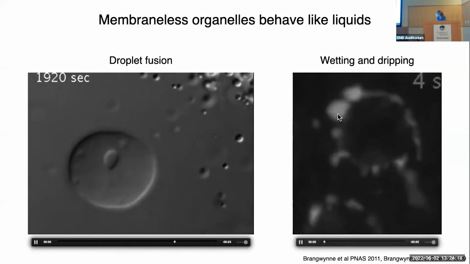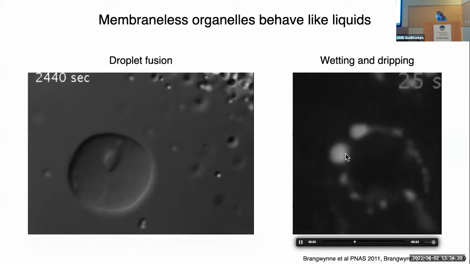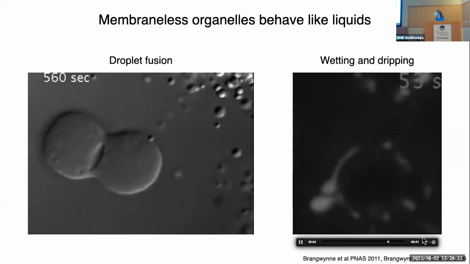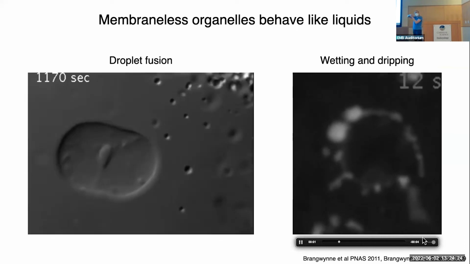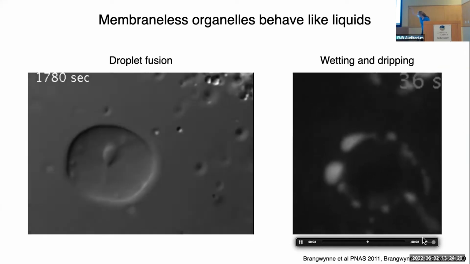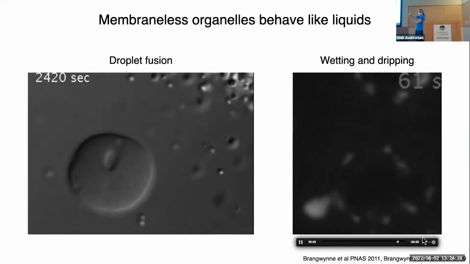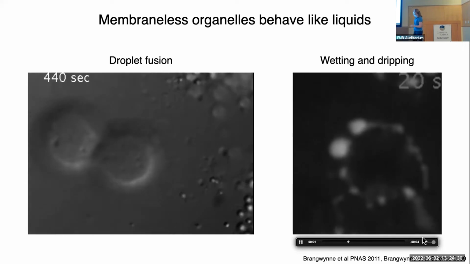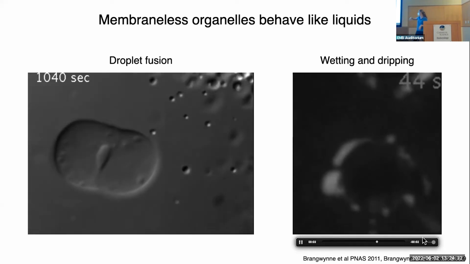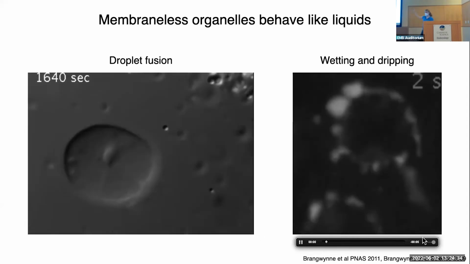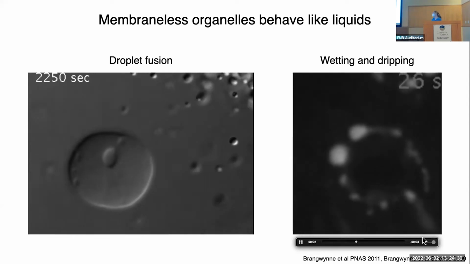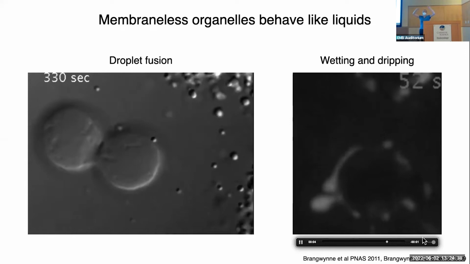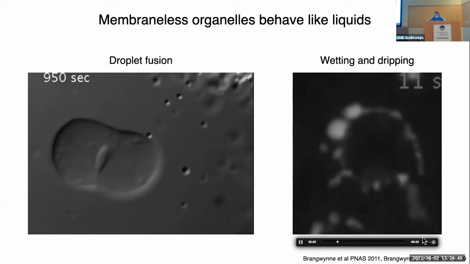And then here you have these germ granules. So this central black circle is a nucleus, and these germ granules wet against the nuclear envelope. And then if he applies force to the cover slip on your microscope, then they flow and drip and then fuse and round up in response to this applied shear. And so these look a lot like raindrops on your windshield.